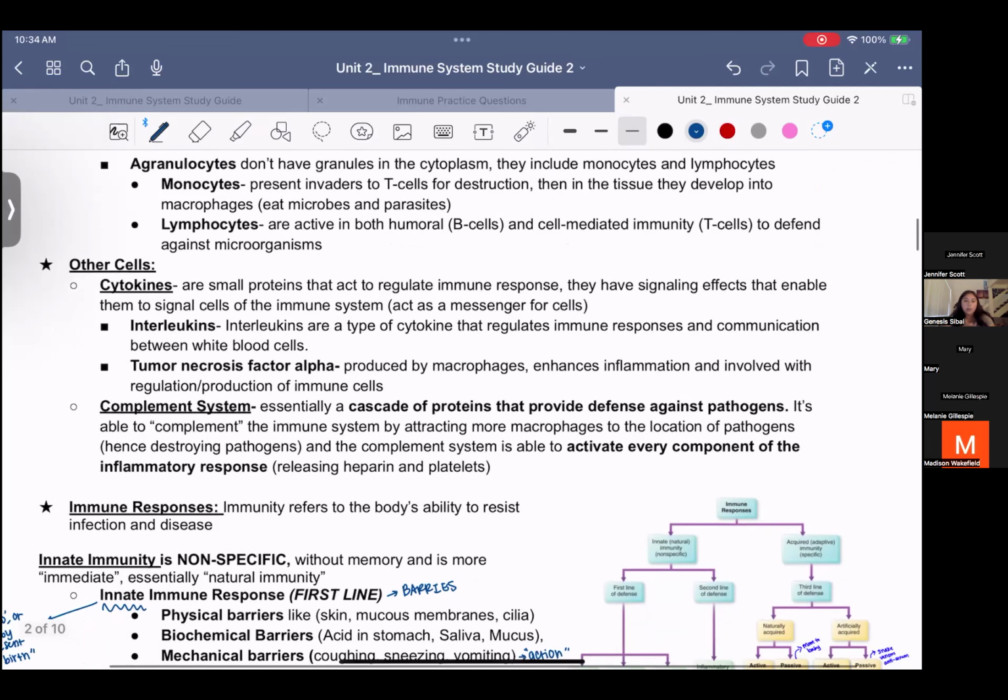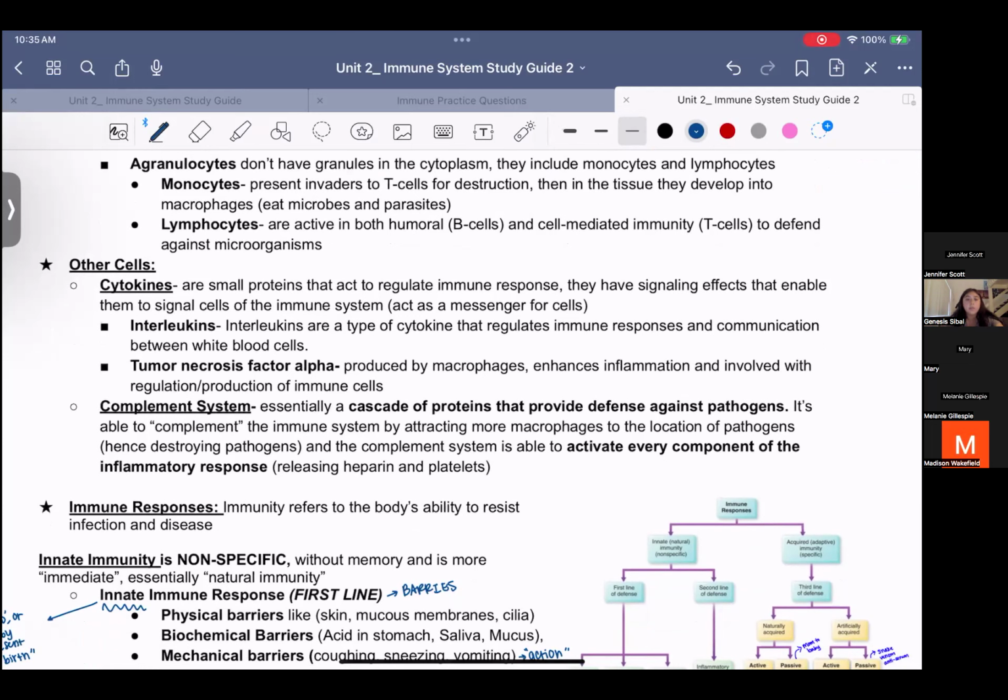And then with agranulocytes, they don't have granules, right? And then we're just including the other ones other than the phils. So monocytes and then lymphocytes. So monocytes, basically, they just present invaders to T cells for destruction, and then in the tissues, they develop into macrophages. And so I would just say it's important to know the why behind this. So yeah, monocytes just turn into macrophages once they're in the tissues.